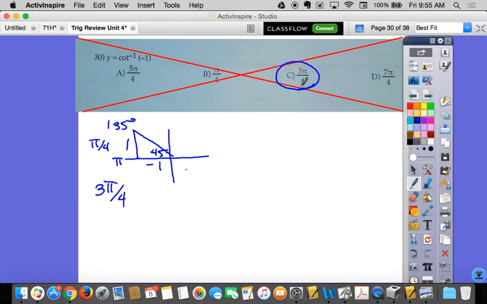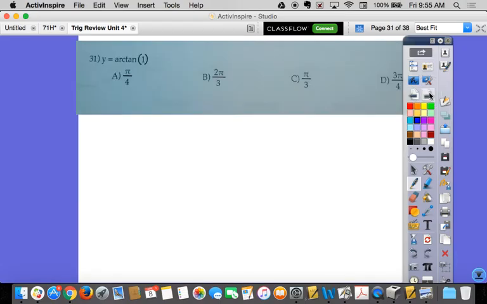This would be the appropriate answer there. Okay, arc tangent, remember that just means the same thing as inverse tangent. Where does tangent have a value of positive 1? First quadrant, that's still going to be 45 degrees. 45 degrees is pi over 4.